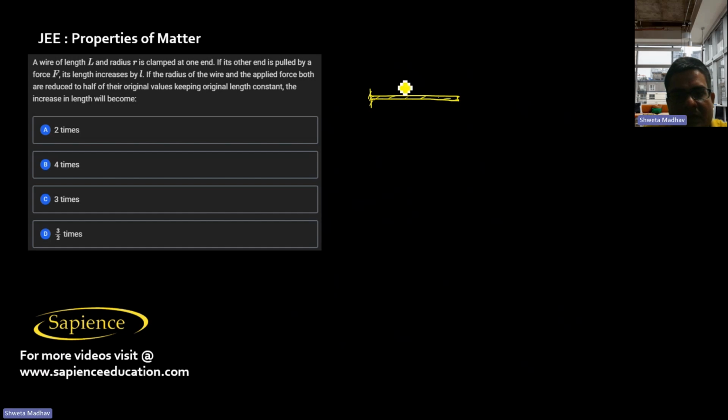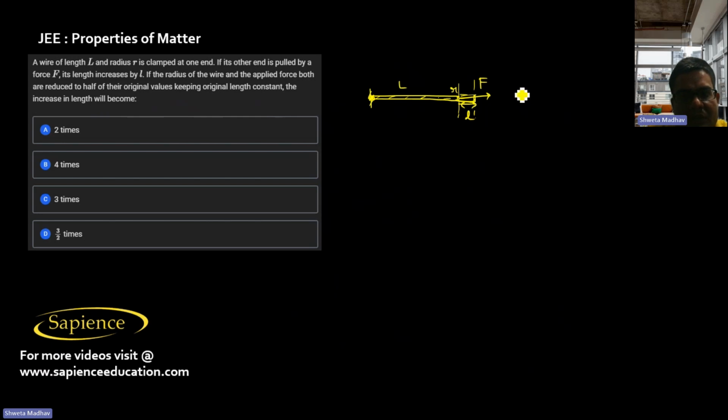It is having length L, and in this part it is clamped, and on this side it is pulled by a force F. Its radius is R. Its length increases by small l. If the radius of the wire and the applied force both are reduced to half of their original values, keeping original length constant, the increase in length will become.